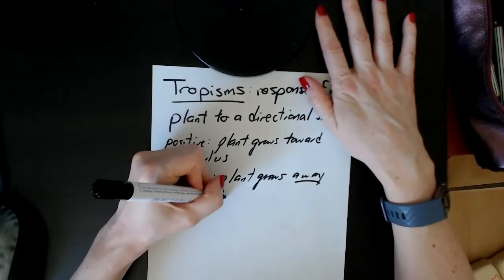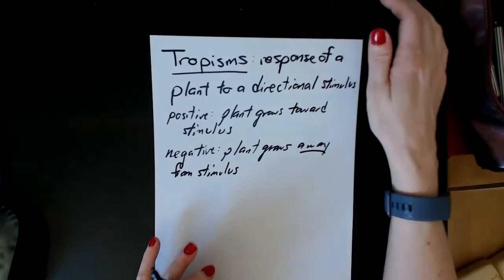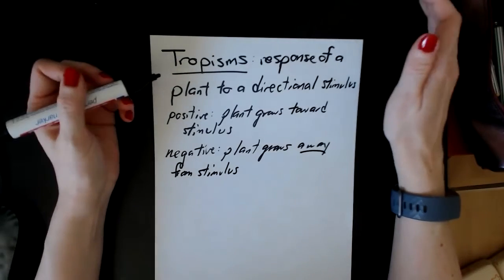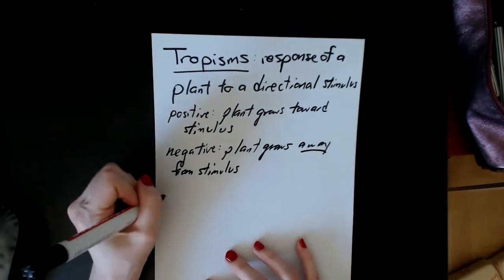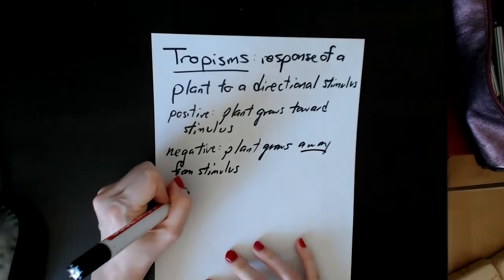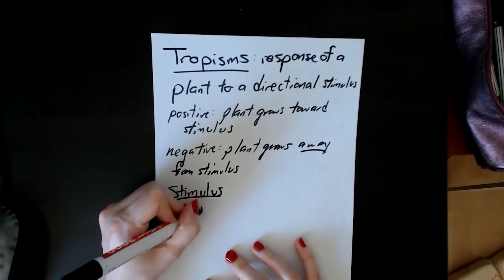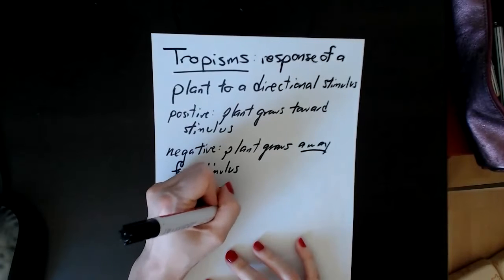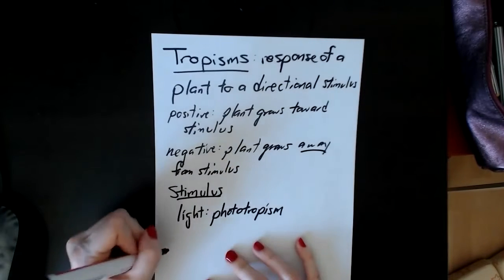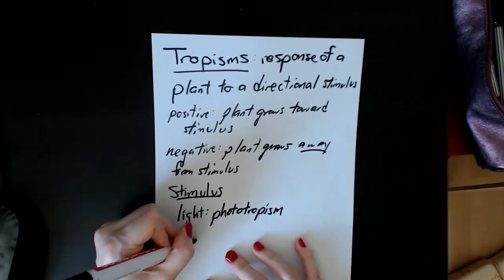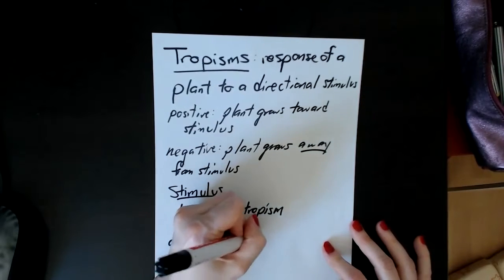And so the two main ones that you need to know are the ones that I just mentioned, which are the tropism of light and the tropism of gravity. If the stimulus is light, the name for that is phototropism. And if it's gravity, then it's called geotropism.